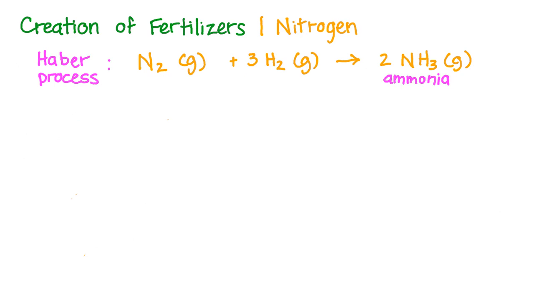The creation of nitrogen-containing fertilizers starts with the Haber process. In the Haber process, nitrogen gas and hydrogen gas react to form ammonia. Now, ammonia could be applied directly to crops as a fertilizer, but for ease of application, it's used as a raw material to create other nitrogen-containing compounds.